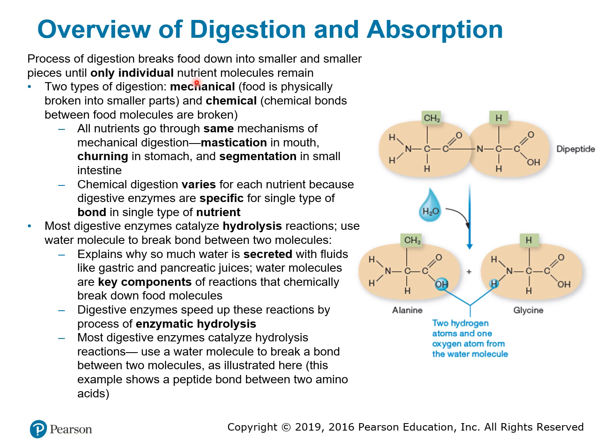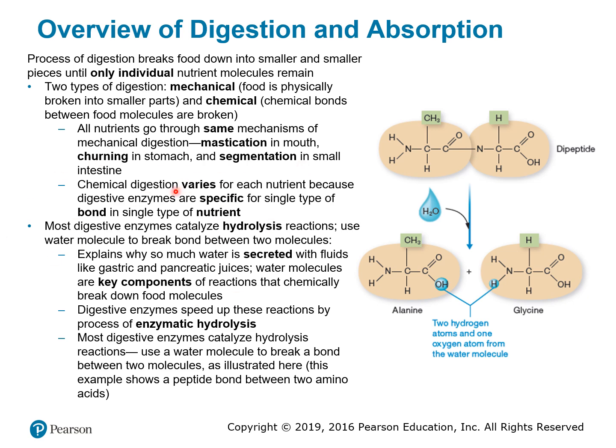Like I said, you have mechanical digestion, where something is physically broken into smaller parts. And then you have chemical digestion, where enzymes break the chemical bonds of the food and it's broken down even further. All nutrients go through the same mechanism of mechanical digestion, meaning mastication in the mouth, churning in the stomach, and segmentation in the small intestine. Chemical digestion is going to be a little different depending on the organs, what enzymes they produce, and what needs to be absorbed.